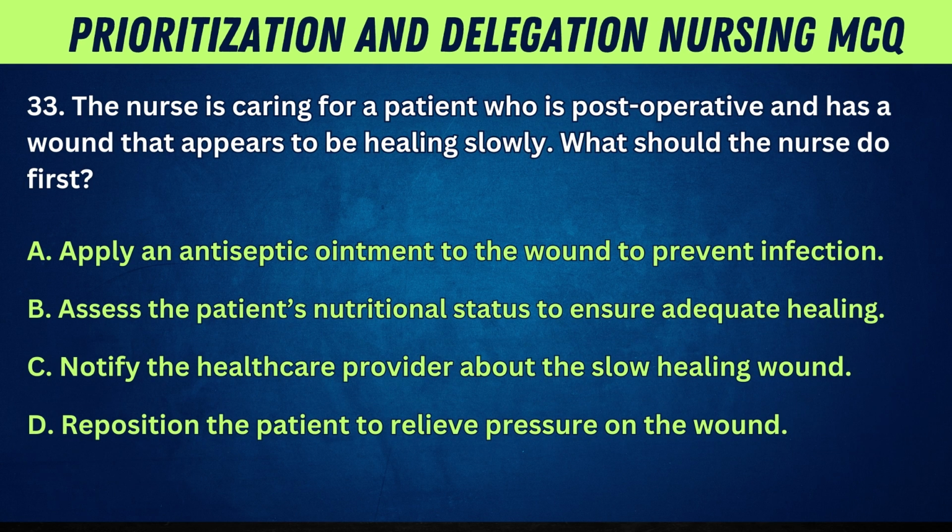33. The nurse is caring for a patient who is post-operative and has a wound that appears to be healing slowly. What should the nurse do first? A. Apply an antiseptic ointment to the wound to prevent infection. B. Assess the patient's nutritional status to ensure adequate healing. C. Notify the healthcare provider about the slow healing wound. D. Reposition the patient to relieve pressure on the wound.